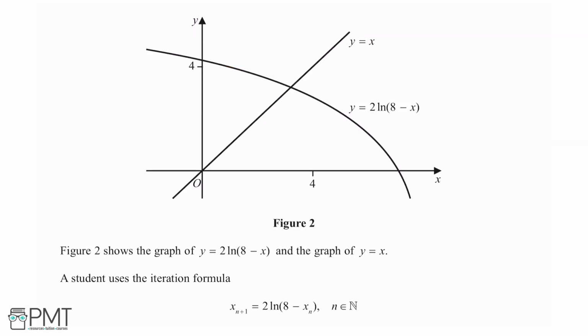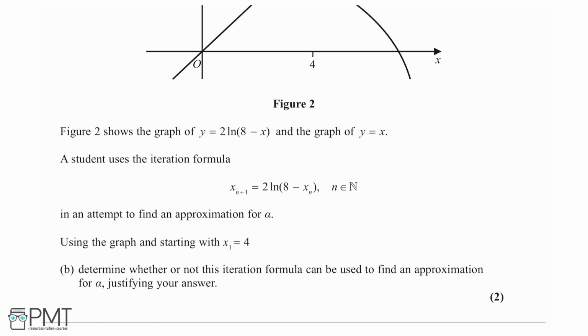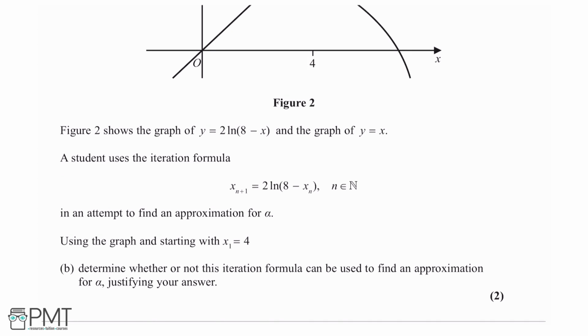Part B is showing us a graph which is labelled figure 2. It says figure 2 shows a graph of y equals 2 ln(8 minus x) and the graph of y equals x. The student uses the iteration formula x(n+1) equals 2 ln(8 minus x(n)), where n is a natural number, in an attempt to find an approximation for alpha. The question says, using the graph and starting with x1 equals 4, determine whether or not this iteration formula can be used to find an approximation for alpha, justifying your answer.